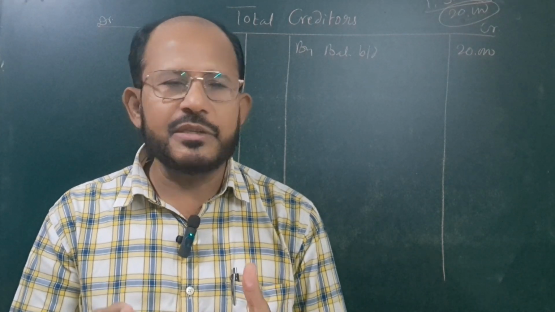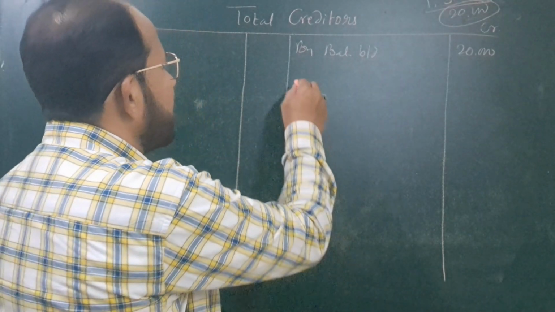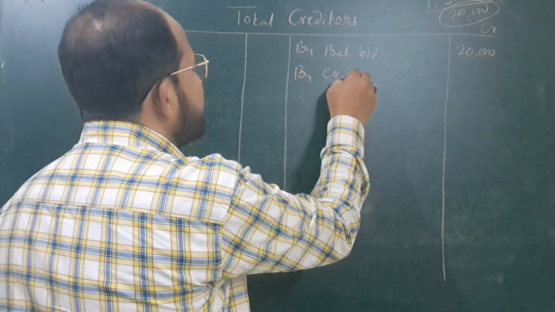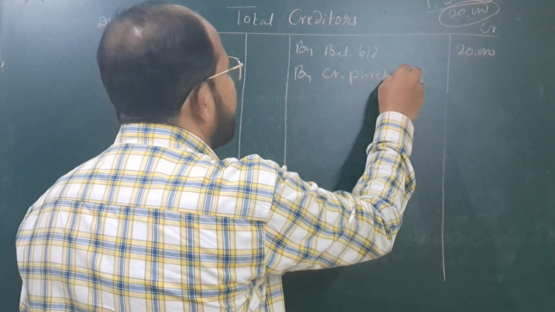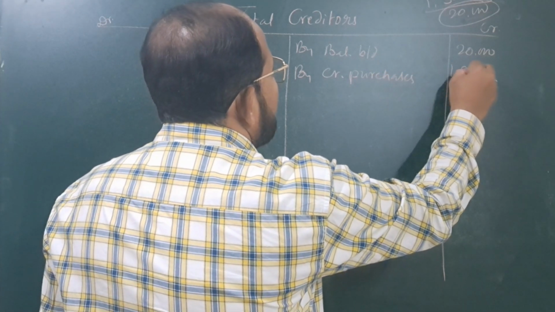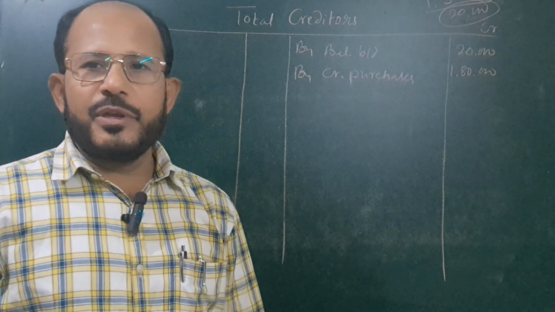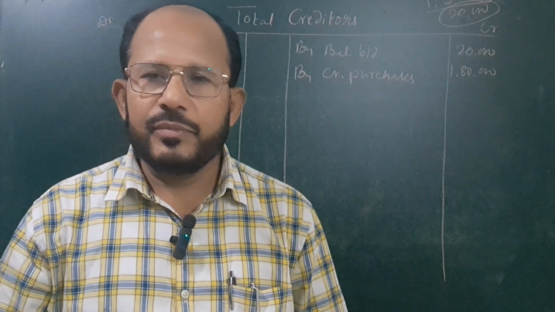If such credit purchases are there, that we have to record here on the credit side. By credit purchases, assume that we purchased goods worth rupees 1,80,000 during the current year.